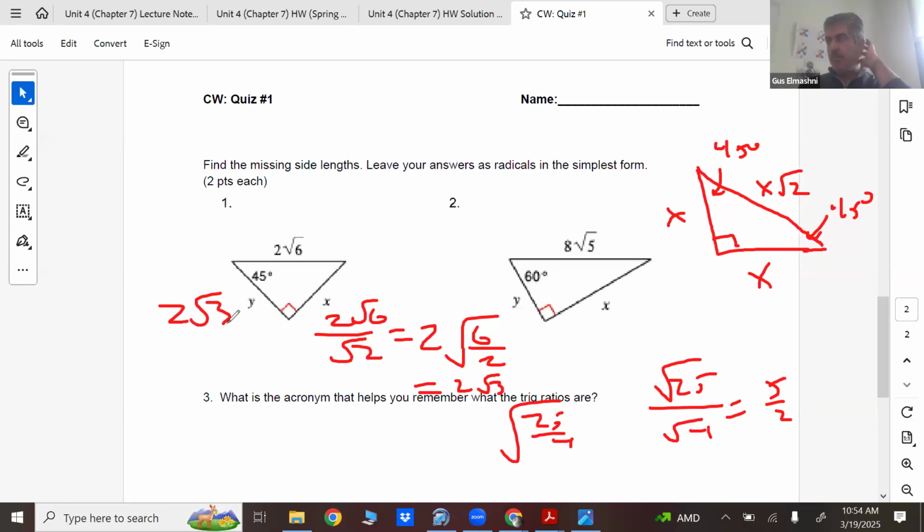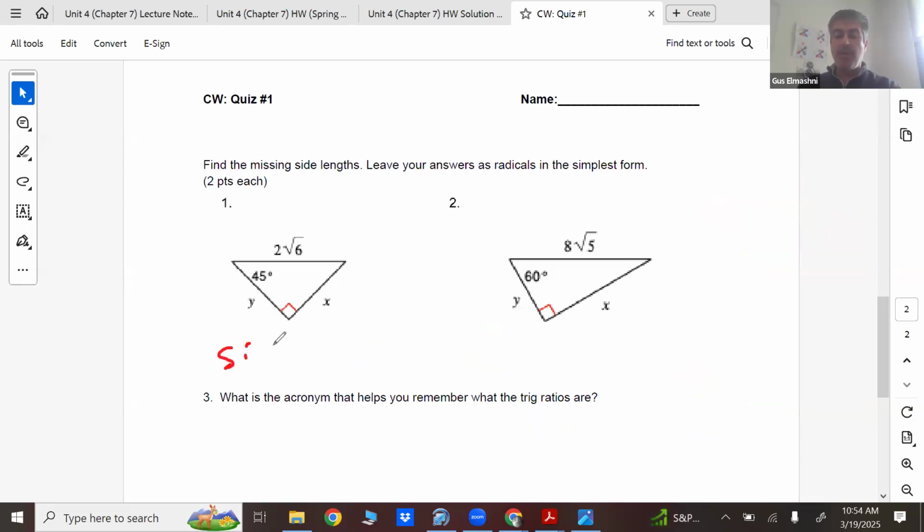I'm gonna get there in a moment. Guys, let's just settle down. Or you can do this. You can do sine of 45 degrees equals x over 2 root 6. And then sine 45 degrees is root 2 over 2. Or use a calculator and multiply it out. But since I am asking for simplest radical form, you do need the ratio.